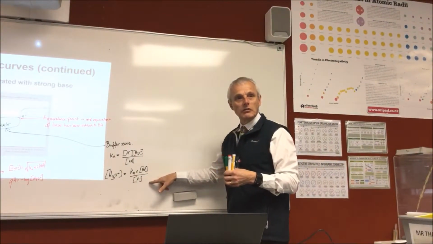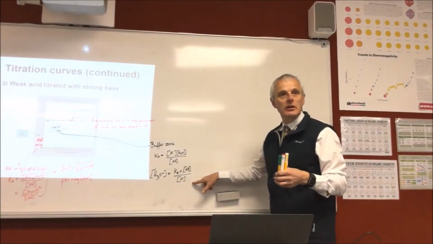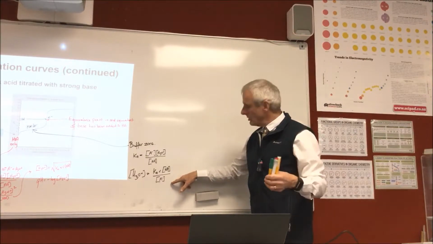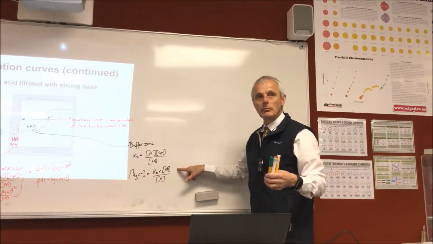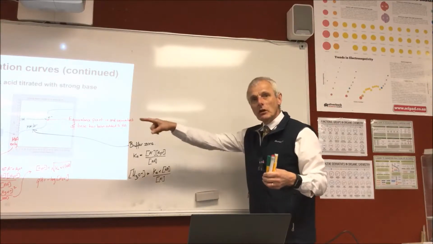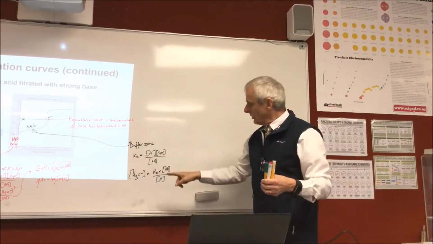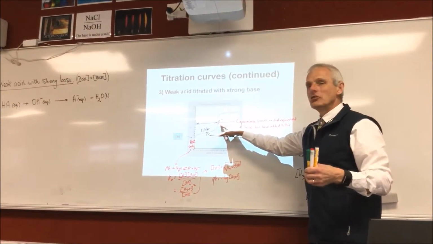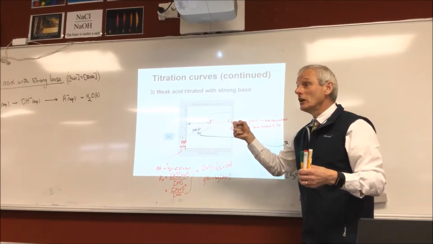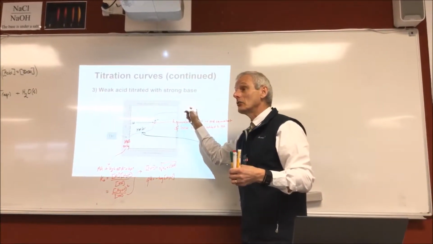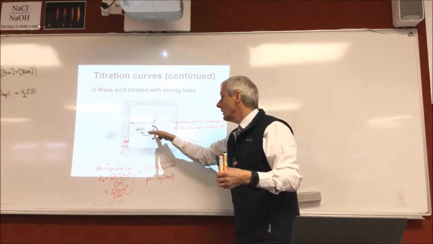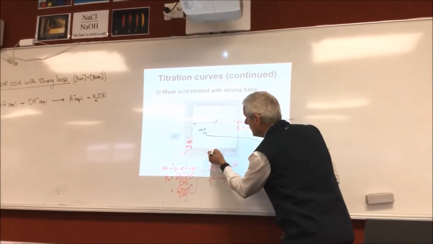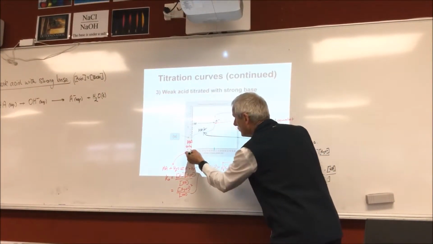This is when we have our most efficient buffer, remember that? The most effective buffer is the one that can deal equally with acid addition and base addition, and that's when these two concentrations are equal. Okay. Now, in terms of our plot here, these two will be equal at halfway to the equivalence point, because you've half neutralized the acid and turned it into the conjugate base.